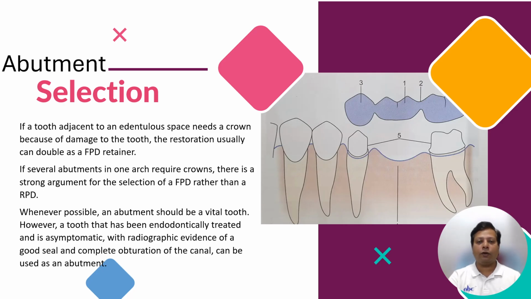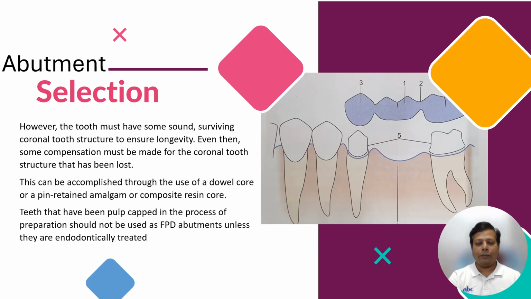Of course, if it is endodontically treated, you need to be sure about the endodontic obturation as well as the seal that is provided by the endodontic treatment for the success of your treatment. In certain cases where there is extensive loss of coronal tooth structure, the use of a post and core, a dowel core, or a pin retained amalgam or composite resin core can be considered as a treatment option before converting it into an abutment. The teeth that have been pulp capped in the process of preparation should not be used as FPD abutments unless they are completely endodontically treated.